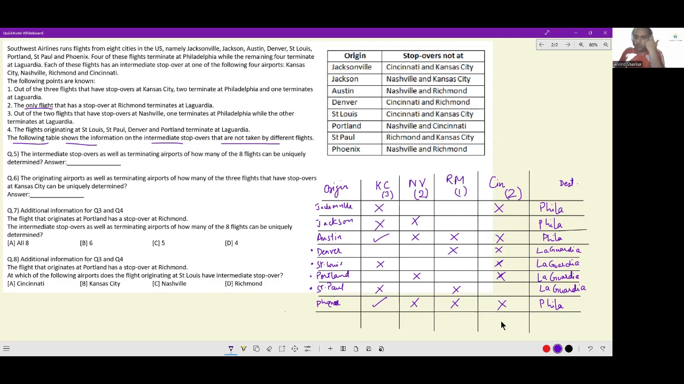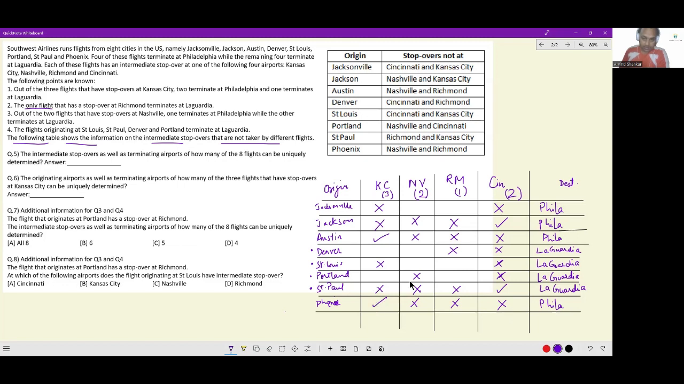There are only 2 spots left in this column. So this is also guaranteed. This is also guaranteed. So this is also gone. And this is also gone. And our life is happier. We are completely done with the column of Cincinnati.